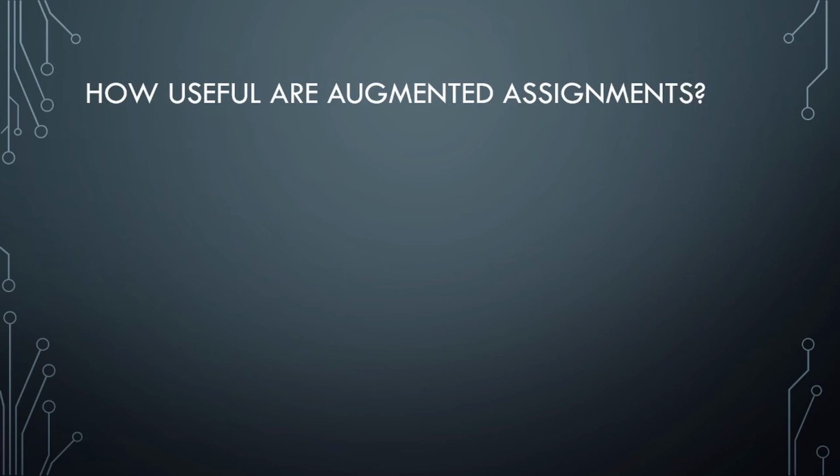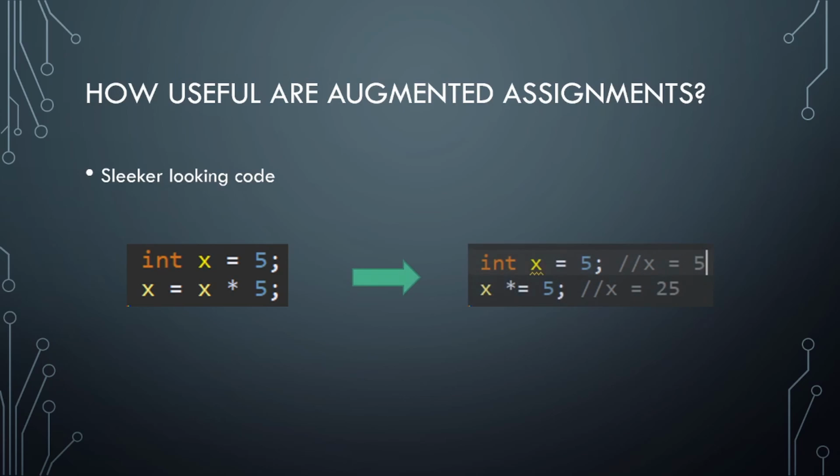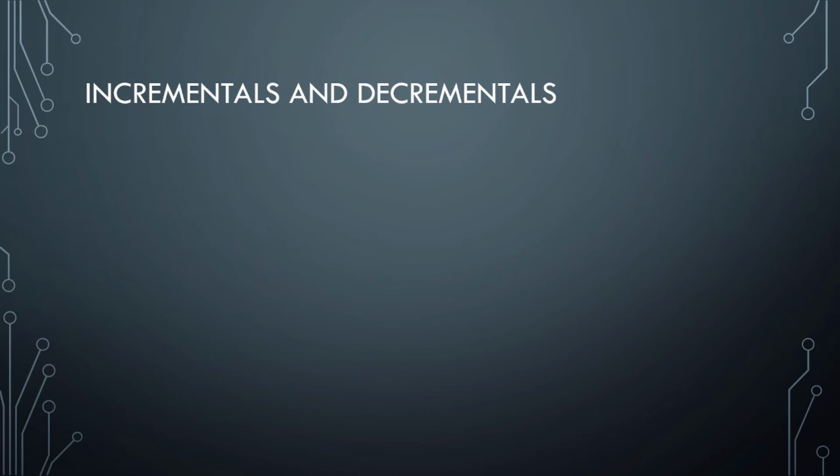How useful is this? It really makes sleeker looking code. So we go from this clunky thing where x equals x times 5 to x times equals 5, and you can get the same understanding of what it's doing. I don't have to repeat the variable again and again. I can make it sleeker by using augmented assignments. And secondly, we're going to go over the increments and decrements.